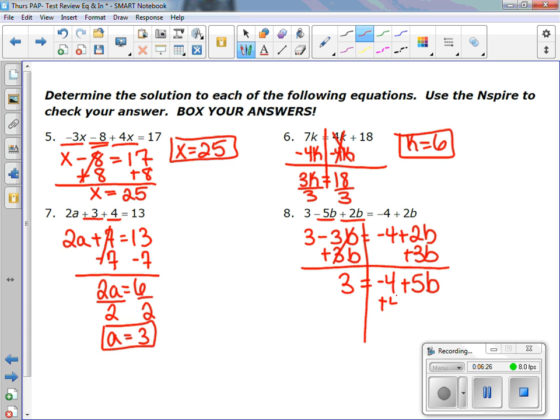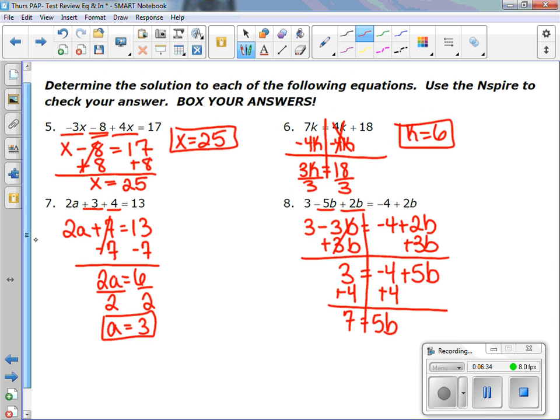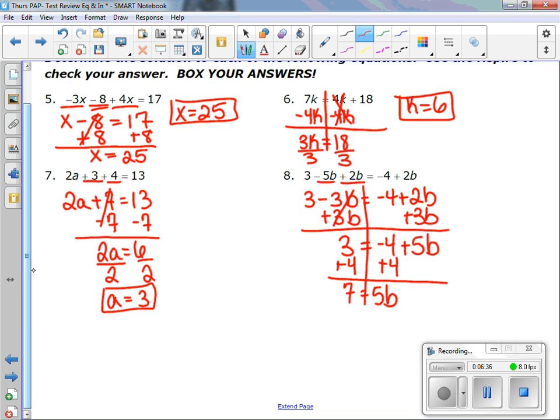And so then I need to get rid of this minus 4, which is going to give me 7 equals 5b. Now please remember that your steps may vary a little bit from what mine do, but you should still end up with the same end result as long as you've done it in the correct order. So divide by 5, and my answer is 7 over 5.